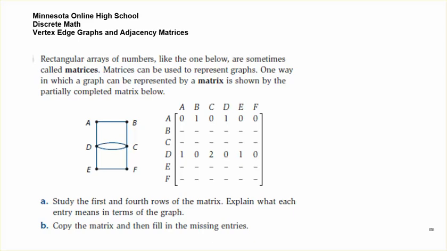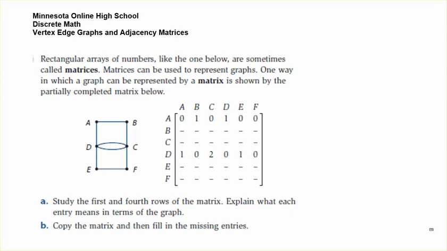Welcome, Discrete Math students. In this video, we will learn how to make an adjacency matrix from a vertex edge graph. Rectangular arrays of numbers, like the one below, are sometimes called matrices. Matrices can be used to represent graphs. One way in which a graph can be represented by a matrix is shown in the partially completed matrix below.